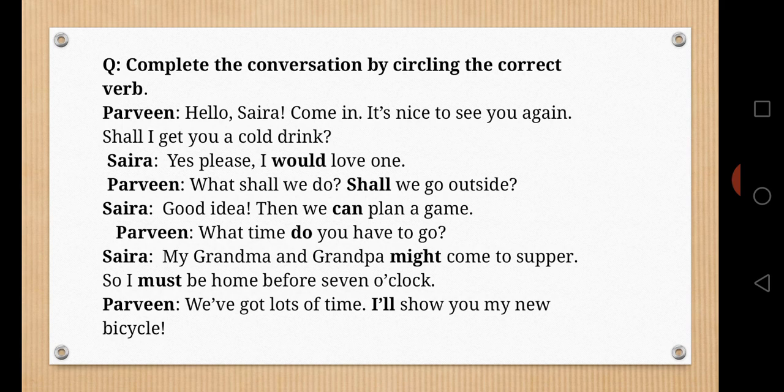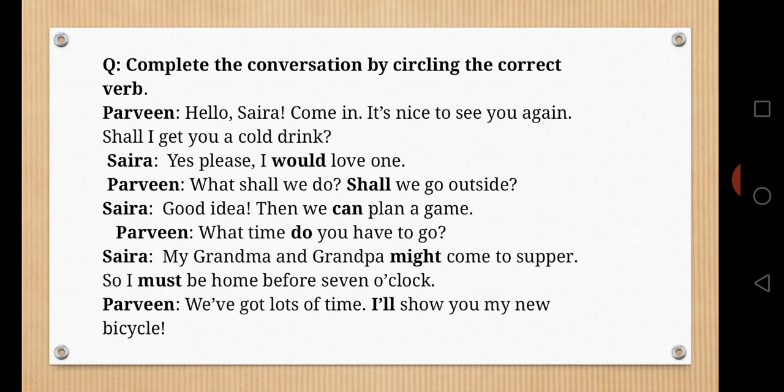What shall we do? Shall we go outside? With I and we always use shall. Circle the shall here. Saira: Good idea. Then we can plan a game. Here you will circle can. Can and could. Can is the present form and could is the past form. When you are talking at present, you will use can.